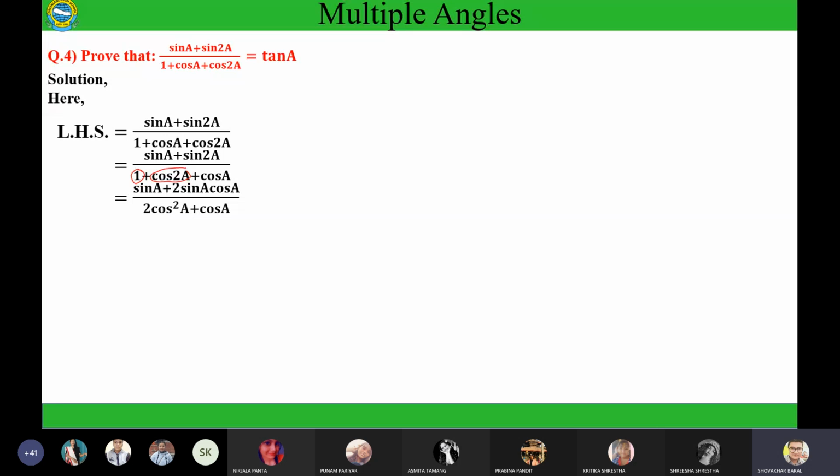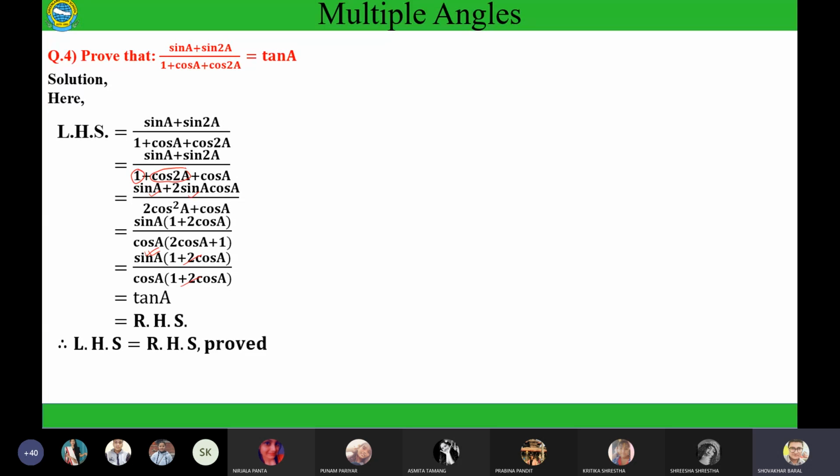So let's take common. Sine a will be common here. So the remaining term will be 1 plus 2 cos a. So nothing remains, means 1 remains here, plus 2 cos a, 1 plus 2 cos a whole upon 2 cos square a plus cos a. Let's take common here, that is cos a, and bracket close, 2 cos a plus 1. So if you rearrange the terms, these 2 will be cancelled again. Sine a upon cos a, 1 plus 2 cos a upon 1 plus 2 cos a, these 2 will be cancelled, and this will be sine a by cos a, that is equals to tan a. So therefore we got the result. Therefore LHS is equals to RHS.